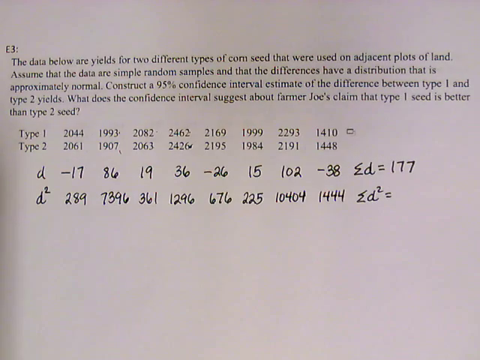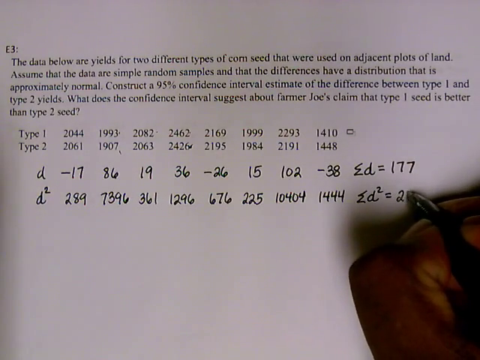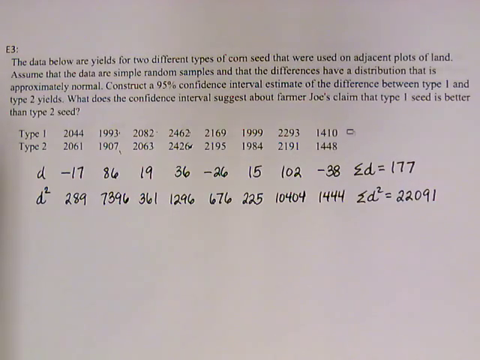Now I get the sum of all the d squares. If I add 289 plus 7396 plus 361 plus 1296 plus 676 plus 225 plus 10,404 plus 1444, that would be 22,091. So the sum of all your d squares is 22,091.